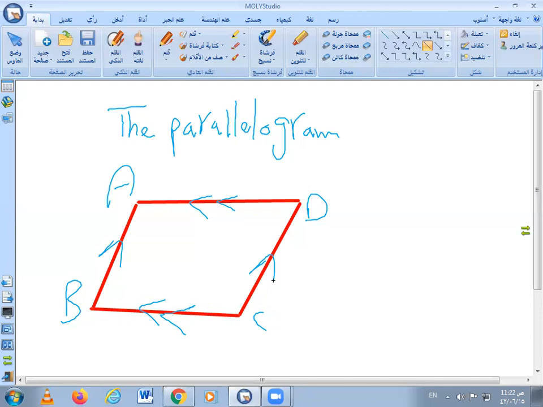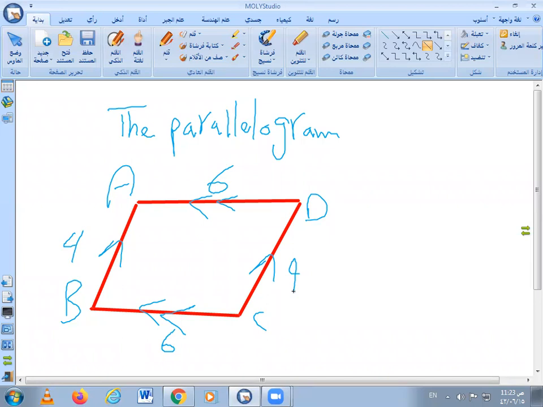Each two opposite sides are equal in length. If AD is 6 centimeters, then the length of line segment BC is also 6. If the length of line segment AB is 4 centimeters, then the length of line segment DC is also 4 centimeters. First property: each two opposite sides are equal in length.